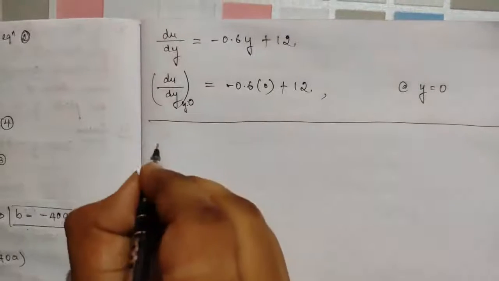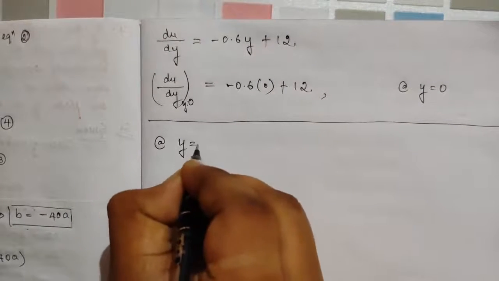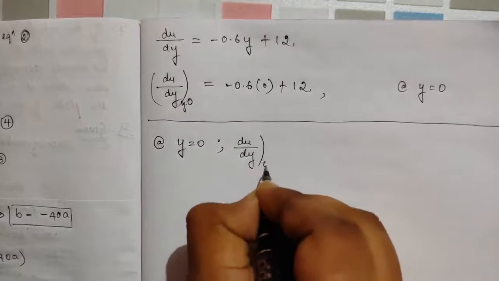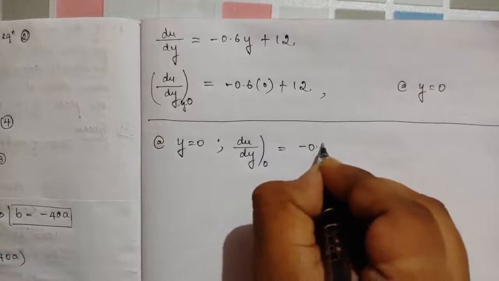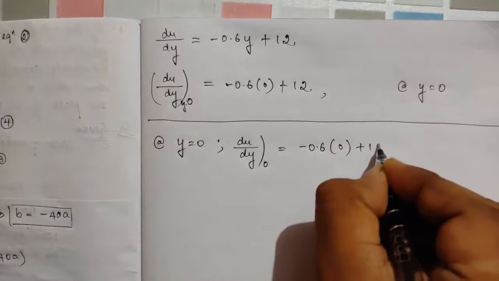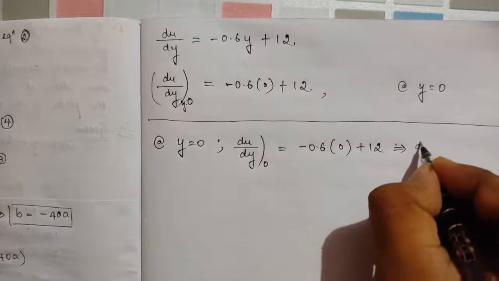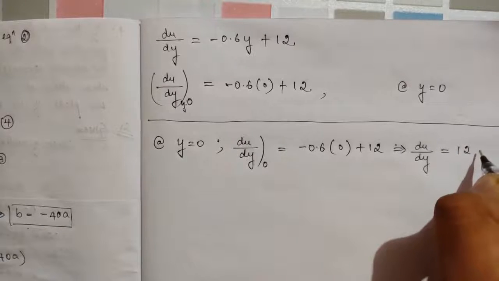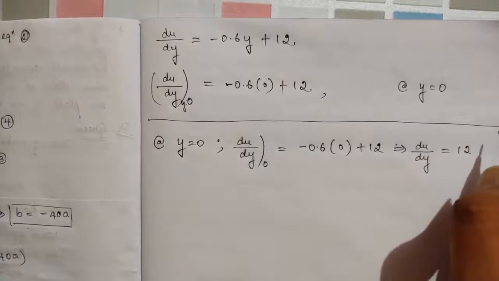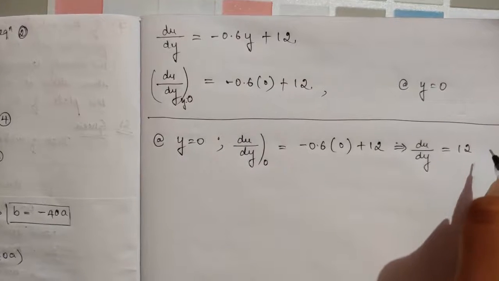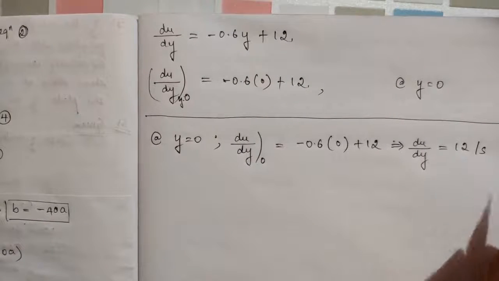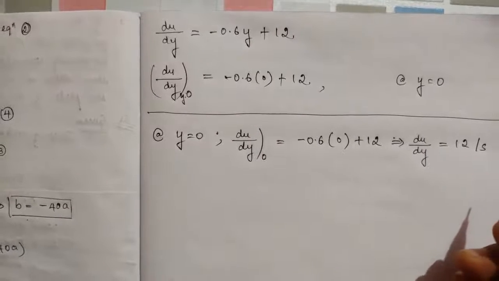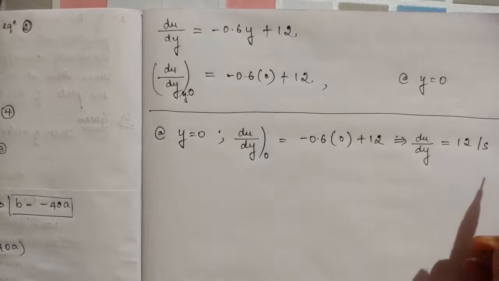See here, at y is equal to 0, du by dy at y equal to 0 will be 0.6 into 0 plus 12, which implies du by dy is equal to 12. We don't know the unit here: per second. If they are given in meters, it's meter per second; if in centimeters, centimeter per second.